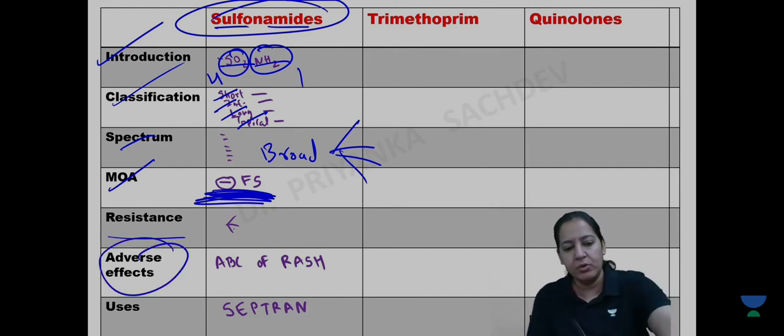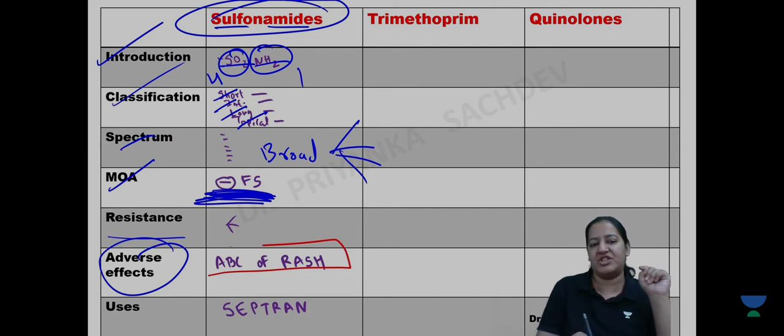Adverse effect. There is a mnemonic, ABC rash. What is ABC rash? A is aplastic anemia. B is bilirubin displacement, that is kernicterus. C is crystalluria. R is rash, that is hypersensitivity.